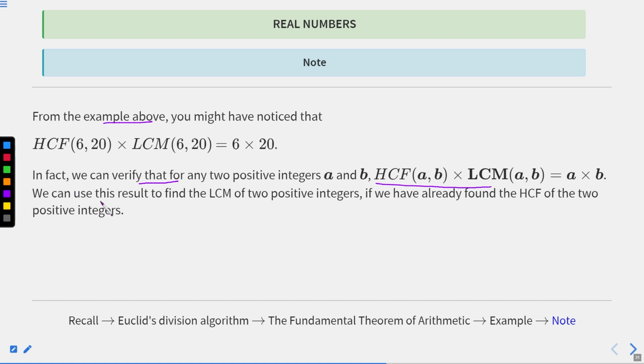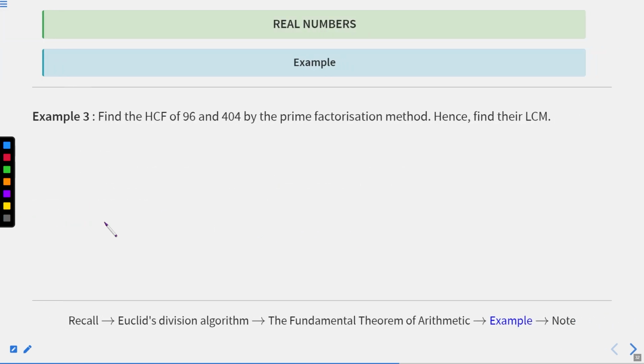So we can use this result to find the LCM of two positive integers if we have already found the HCF of the two positive integers. Okay, so now take this example: find the HCF of 96 and 404 by the prime factorization method, and hence find their LCM.